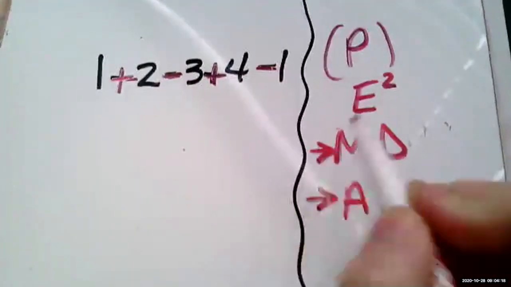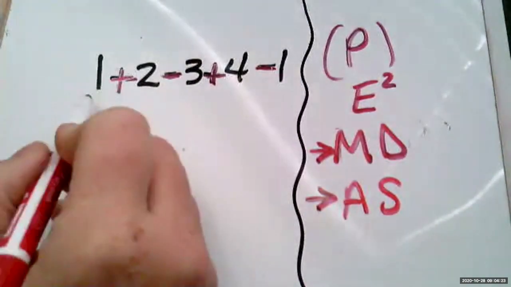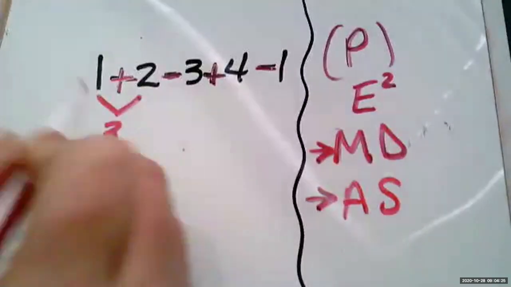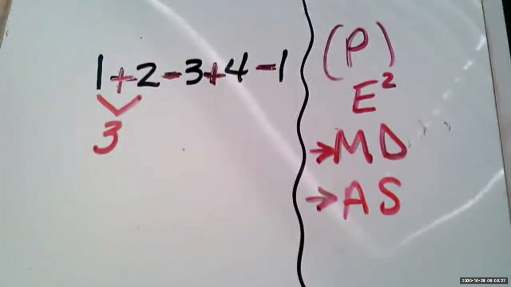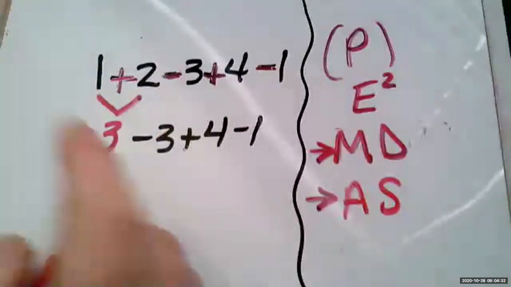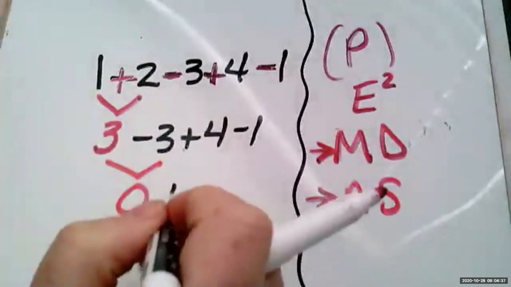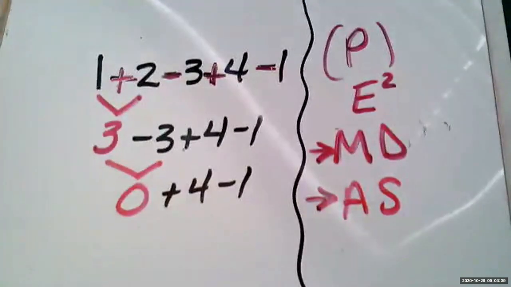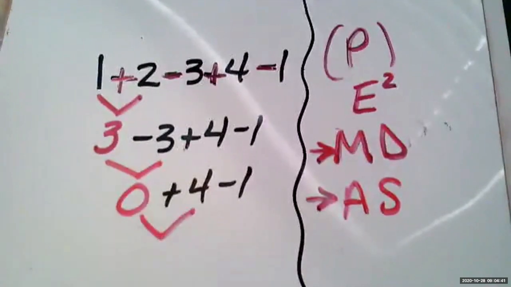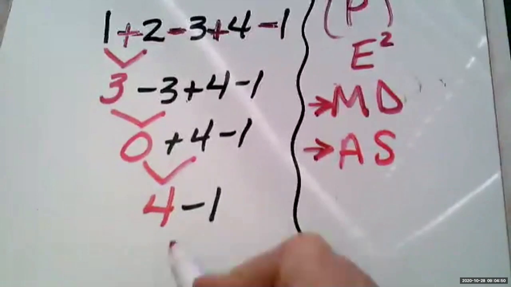Same with multiplication and division. You just go left to right. So you solve left to right. 1 plus 2 is 3. Write the rest down. Minus 3 plus 4 minus 1. Continue with 3 minus 3 is 0, plus 4 minus 1. Well, 0 plus 4 is 4. And then you still haven't used minus 1 yet. So your final answer in this problem is 3.